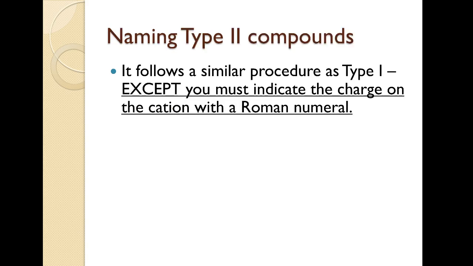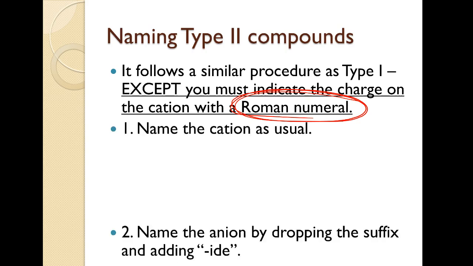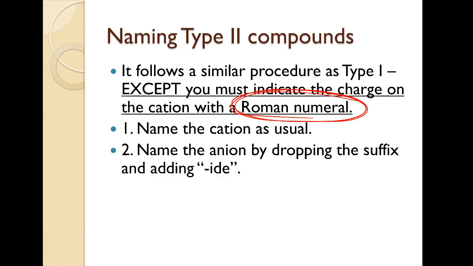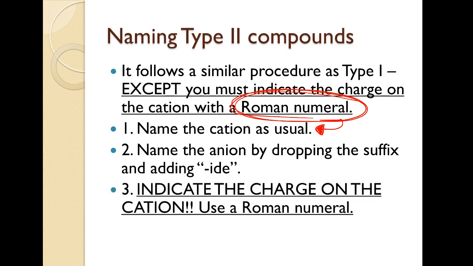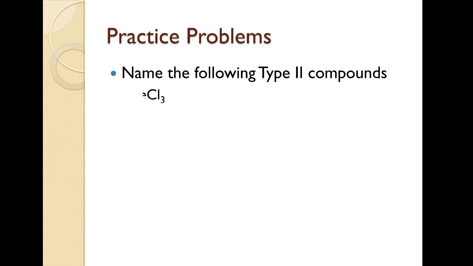Naming them is exactly the same as type 1, except you have to identify the Roman numeral, and that's not as easy. So you're going to name the cation. You are going to name the anion and end it in IDE. The big thing is when you are naming that cation, you have to include the Roman numeral as part of the cation's name. So make sure you do that. Big capital letters there. You might have to do a little bit of algebra. It's not that hard. So practice these.